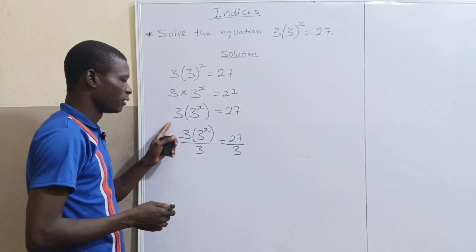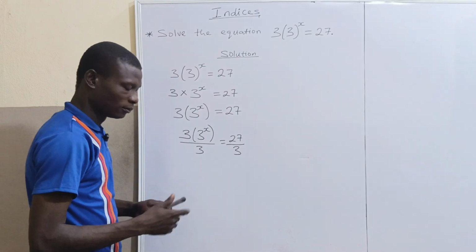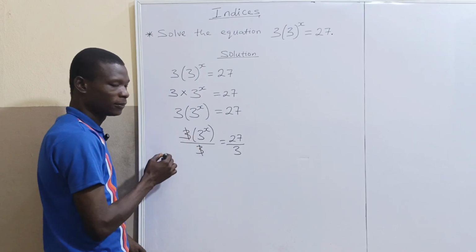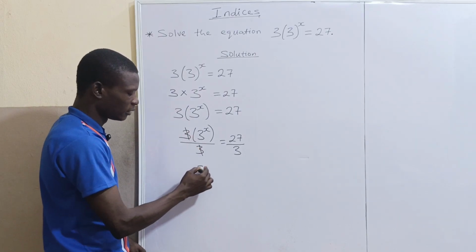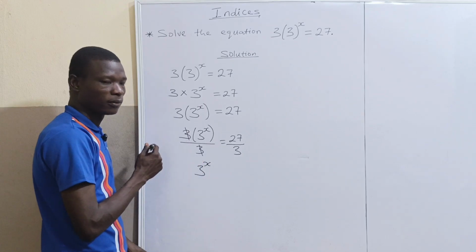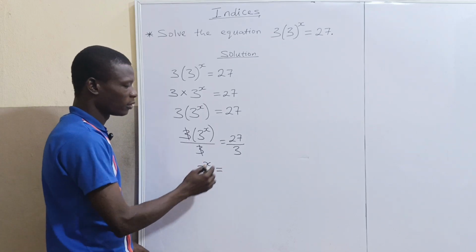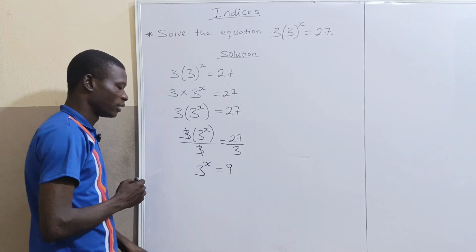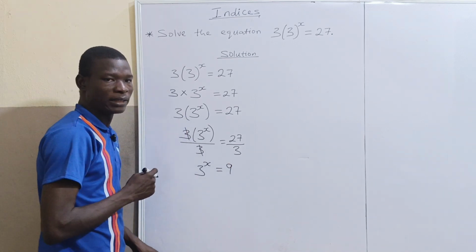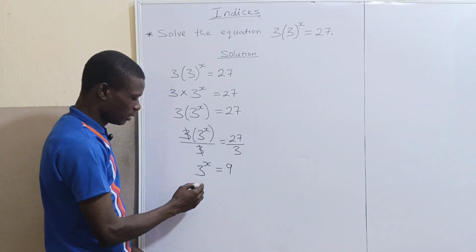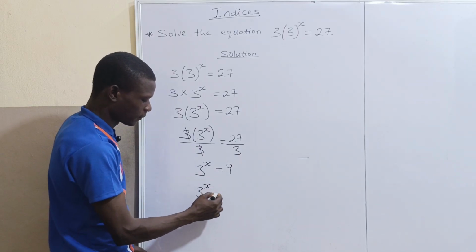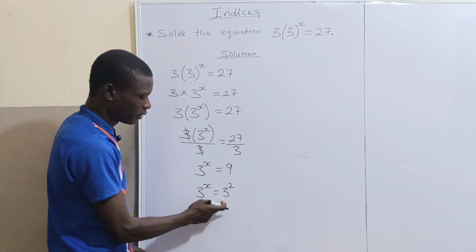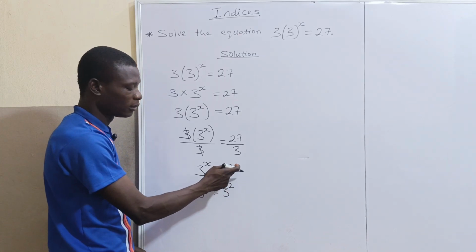Most people will say divide both sides by 3. It's also a way of collecting like terms. So this 3 cancels this 3. We'll be left with 3 raised to power x on the left hand side of the equal sign. And this is going to be equal to 27 divided by 3. That's going to be 9 on the right hand side of the equal sign. Of course, 9 is also in the lineage of 3. So 3 raised to power x becomes 3 raised to power 2, because 3 to the 2nd power gives us 9.